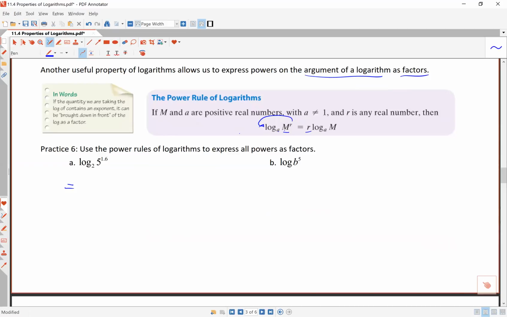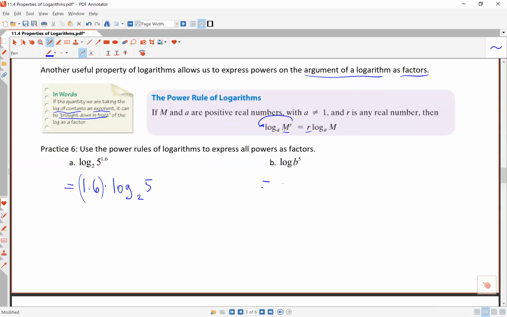Now that you've had a chance to work this out, I'll work this out with you. If the quantity we're taking the log of contains an exponent, it can be brought down in front. So we bring this exponent down in front and have 1.6 times log base 2 of 5 rather than log base 2 of 5 to the 1.6. You can see how this would be beneficial, because 5 to the 1.6 could be a humongous number. What we're literally looking at is 1.6 times the log base 2 of 5.